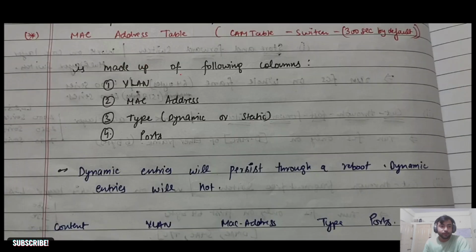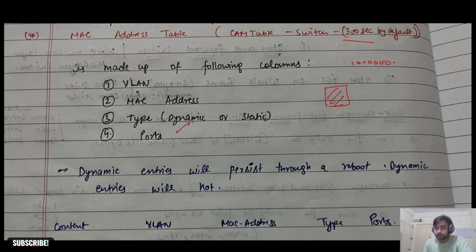Now we'll see what the MAC address table is. The MAC address table is the CAM table of the switch, and the aging time, the expiry time for each entry, is 300 seconds by default. Explicitly, it can be configured to go much higher. The MAC address table is made up of the following columns: VLAN, MAC address, type, how this MAC address has been saved to the MAC table, and the port.